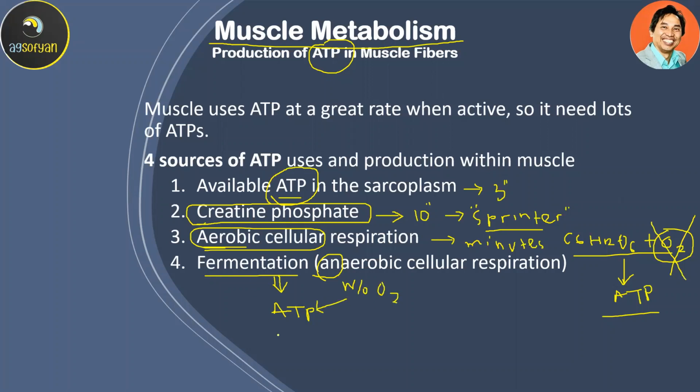But the ATP produced from this fermentation is really low in number, only 2 ATP per glucose. While using aerobic respiration, we are able to produce at least around 38 ATP per glucose molecule. This one only 2 ATP per 1 glucose molecule. Okay. So again, these are the 4 main sources for muscle contractions in the skeletal muscle.